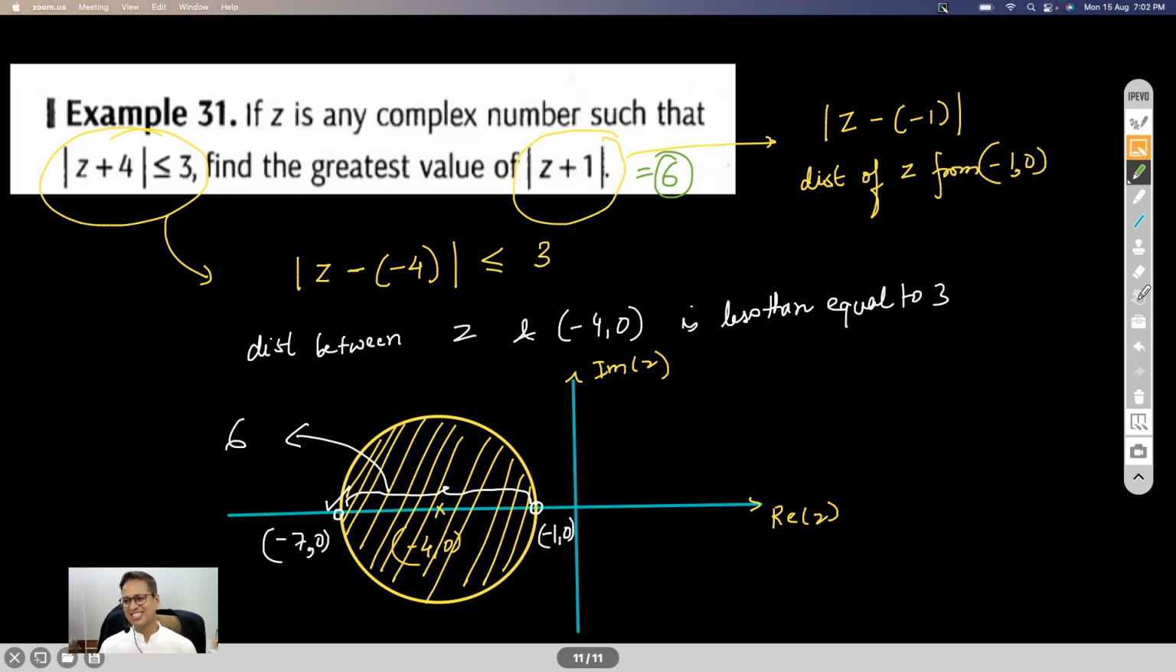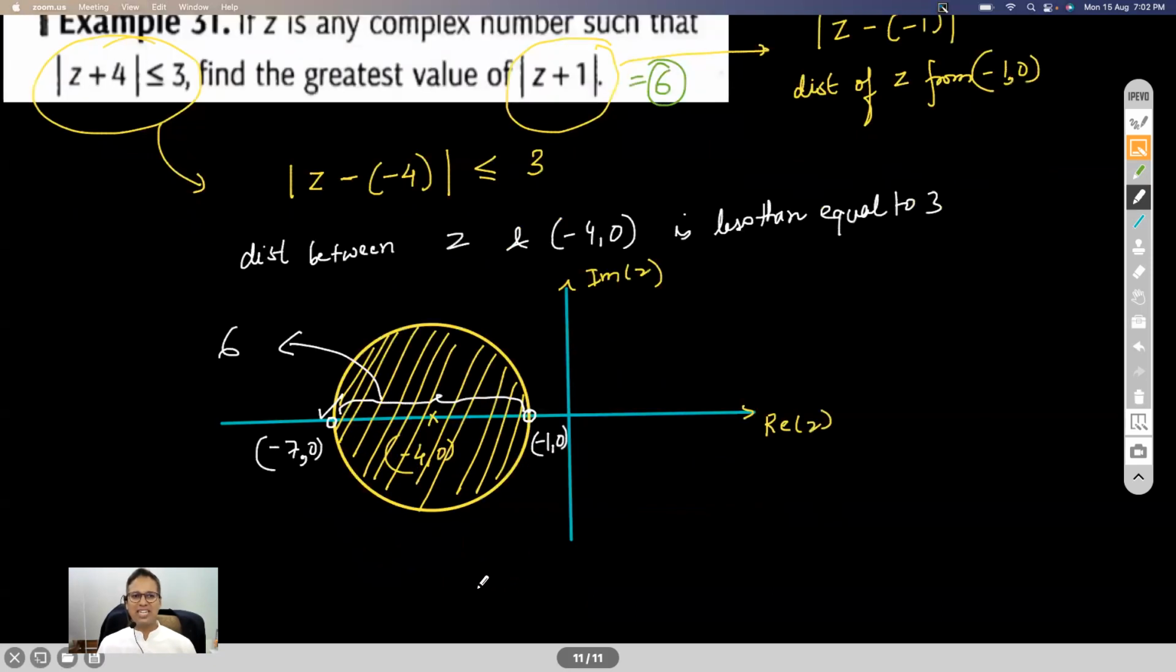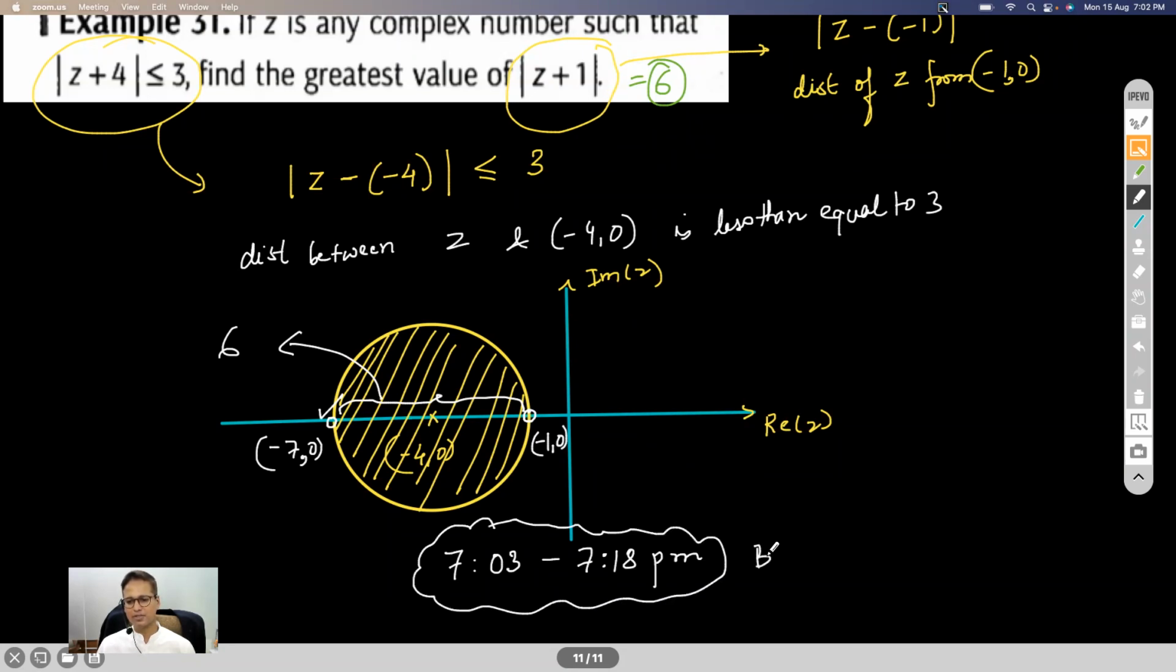Beautiful question. Okay, so with this we'll take a small break. Right now the time on my watch is 6:02, but I'll consider 6:03. Let's meet at 7:18 p.m. after a small break. All right, enjoy your break.